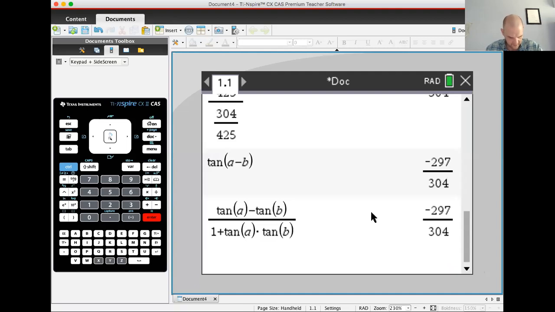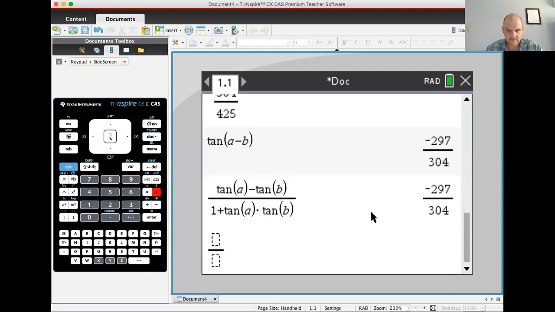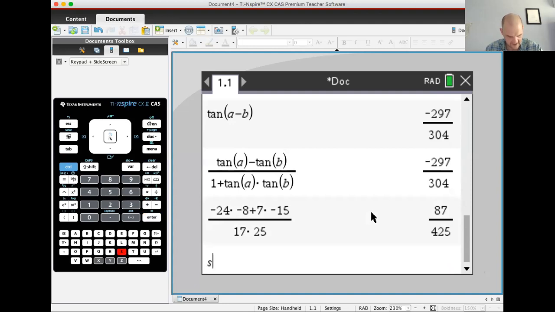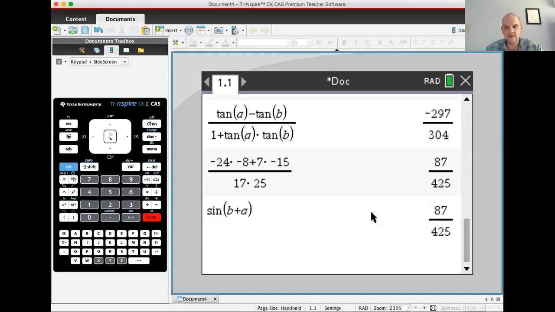Okay, so first I'm doing sine of A plus B, or sine of B plus A really. So negative 24 times negative 8. This will work as long as I don't make a mistake. 7 times negative 15, and then that's going to be over 17 times 25. I mean, that denominator is just going to keep coming up. So let's see if that's actually the sine of B plus A, which it is. So 87 over 425, let me just write that.